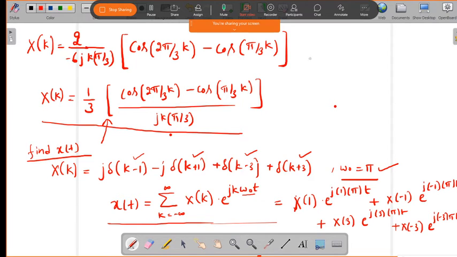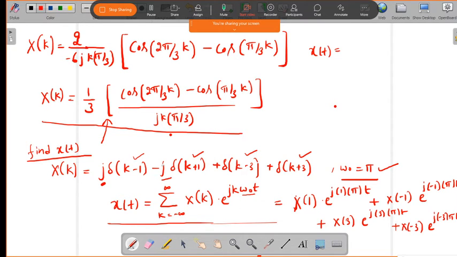Now your x of t signal is given by substituting the amplitude values, that is the Fourier series coefficient values x of 1 and so on. The amplitude here is 1 and here it is 1.